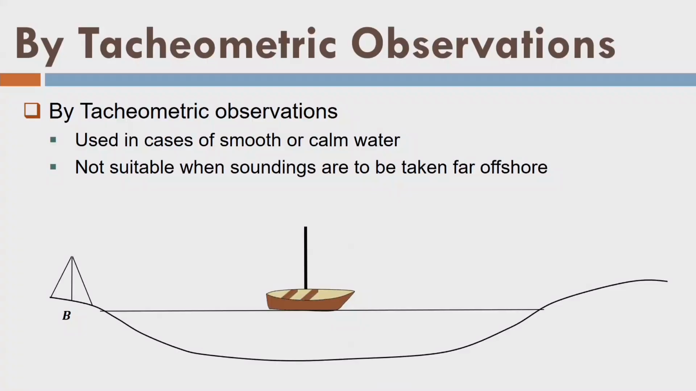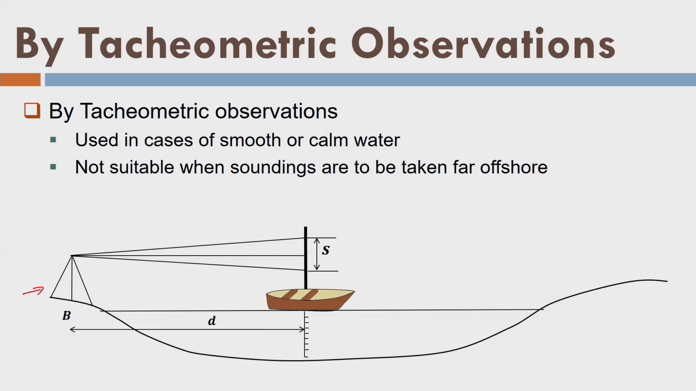So, let us see, this is the tachyometer put on point B here, and this is a boat having a staff as shown in the figure. This is the staff intercept s. This is the sounding observation. This is the distance d. This is the location of the point. This is the formula: d is equal to ks plus c, where this is s, this is k here and c here.